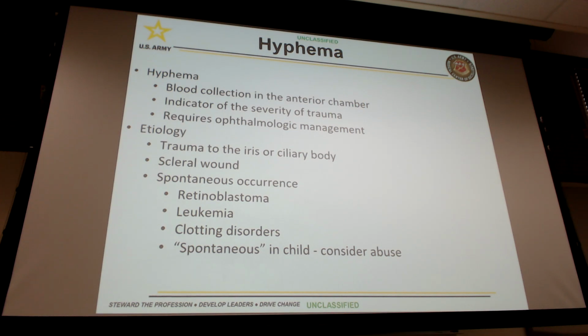Okay, here's hyphema, blood in the anterior chamber. We've seen this already, we've talked about it already. Anytime you can get trauma to the eye, you may be susceptible for a hyphema. This trauma can come from getting punched in the face, getting shrapnel, anything to the face.